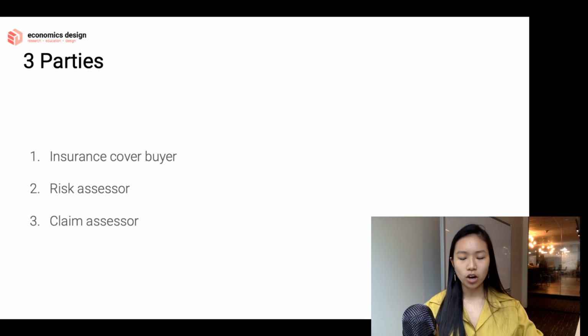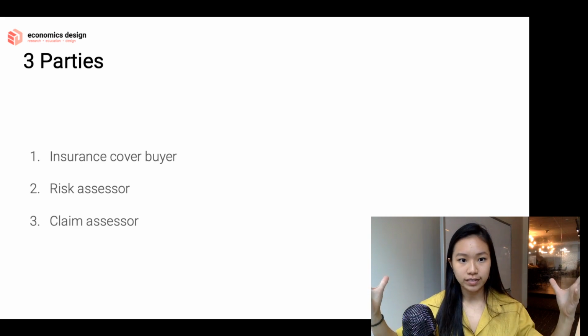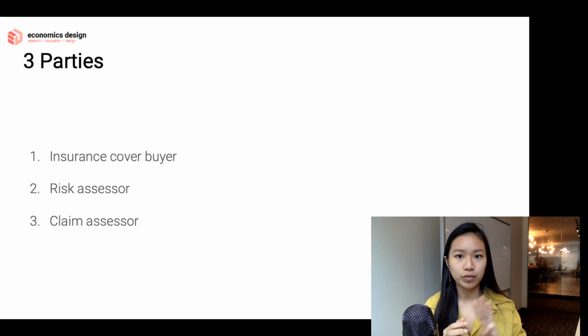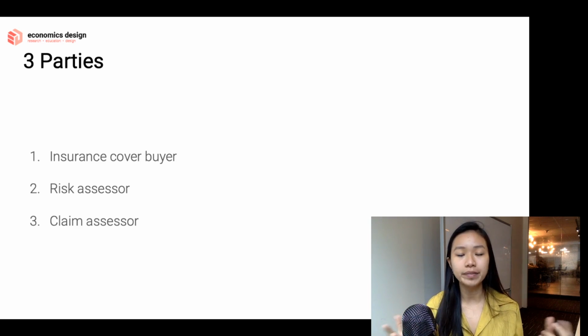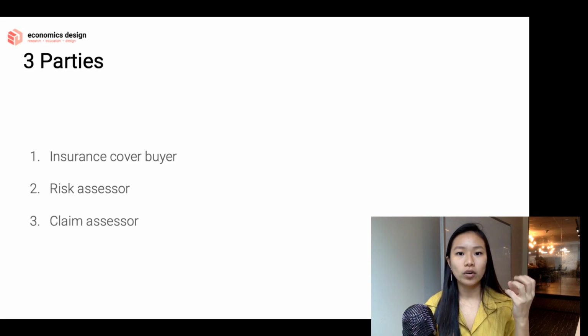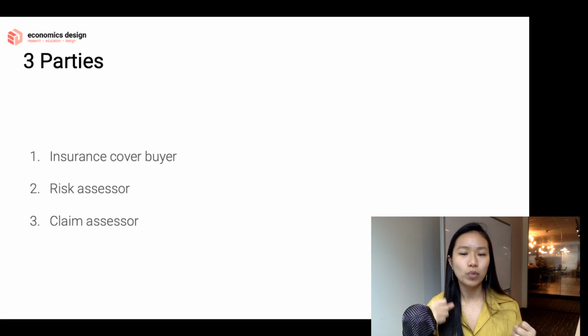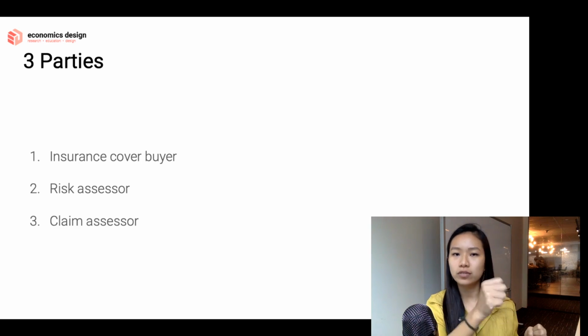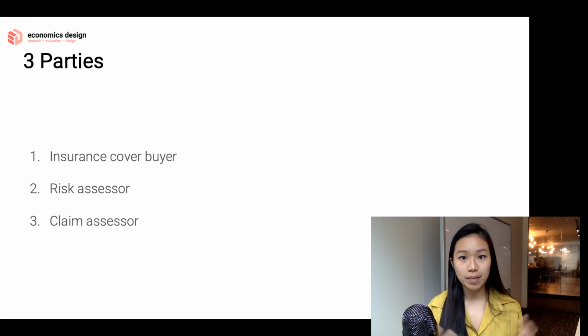In DeFi, we are looking at distributed, we're looking at decentralization. So we have 3 different parties. The first one is, again, people like you and me, the buyer, so the insurance cover buyer. We buy the insurance cover because we want to be covered, right? So it's almost like the user. Then we have the risk assessor. The risk assessor will be people who assess the risk. Is this smart contract risky enough? Or is this smart contract actually pretty safe and I'm willing to put my money in there to say that this is safe. You have your claim assessor.